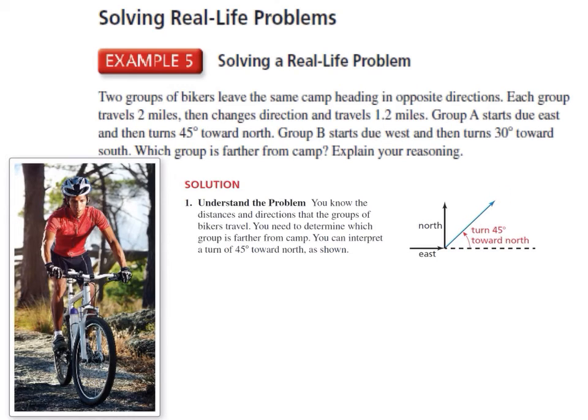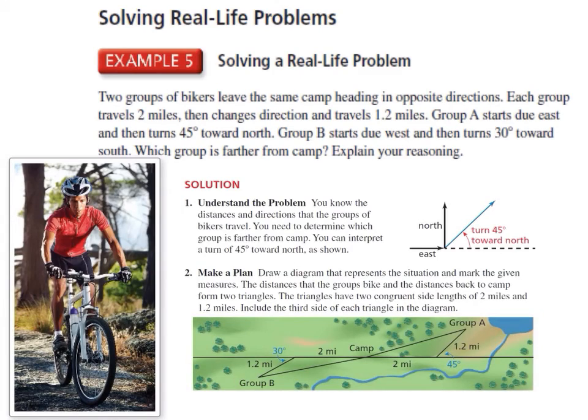direction towards north. So next, let's make a plan by drawing a diagram that represents the situation and mark the given measures. The distances that the groups bike, and the distances back to camp form two triangles. The triangles have two congruent side lengths of 2 miles and 1.2 miles, as seen here. Include the third side of each triangle in the diagram, as we see here, and then label all the parts.